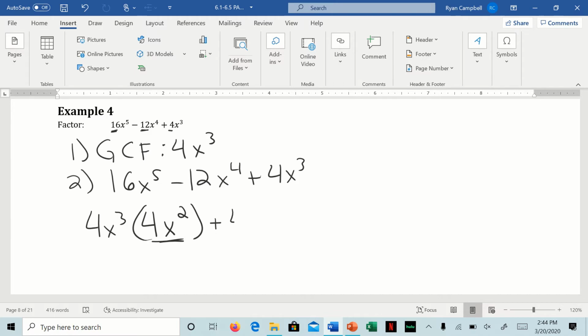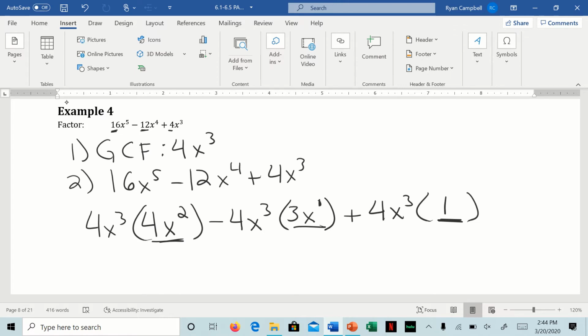So plus 4x cubed. You can keep the minus if you want. That's fine, let's just keep that minus. So we take the 4x cubed. What times 4 gets you 12? 3. What times x cubed gets you x to the 4th? Hopefully you see that's x to the 1st. Plus 4x cubed times, what times 4 gets you 4? 1. What times x cubed gets you x cubed?